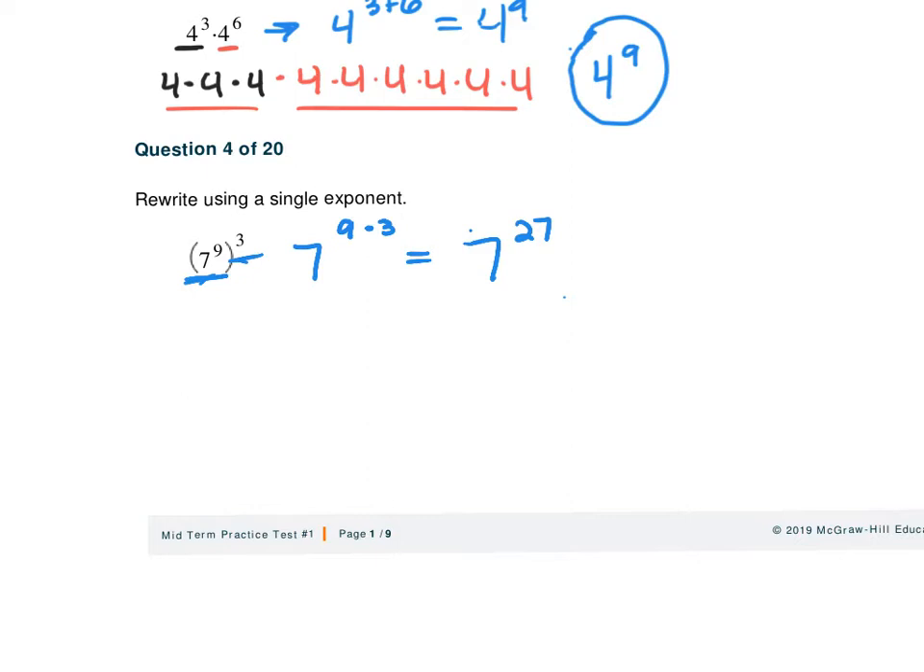Again, I can write this in expanded form. So I could say 7 to the 9th times 7 to the 9th times 7 to the 9th, and then expand this and do 9 sevens, 9 sevens, and 9 sevens, and add those all together to get 27. But for lack of time, I'm not going to write it in expanded form and count all 27 up, but just if you struggle to remember the rules, break it down and write it in expanded form, and you'll come up with 7 to the 27th power.